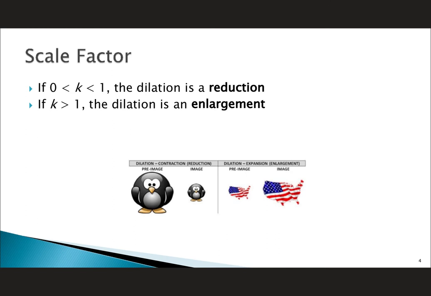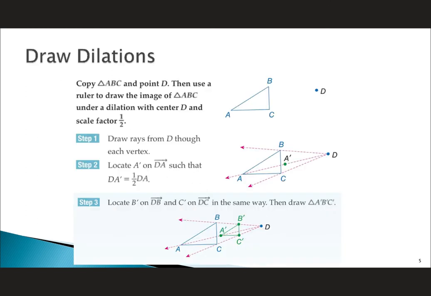Okay, so here's another example of that exact image. Okay, so here we have the pre-image of ABC and a center point of D over here. And then you can see they drew the dilation lines going through A, B, and C. Now what they said is the scale factor in this picture is 1/2. Okay, so it's less than 1, so that's going to be a reduction. So our image should be closer to the center point.